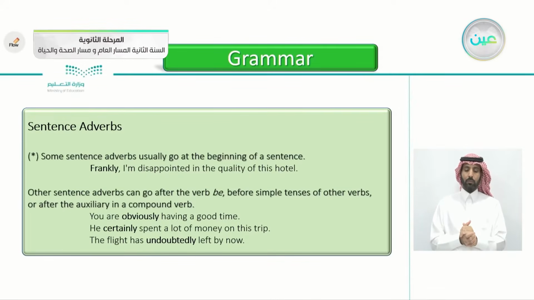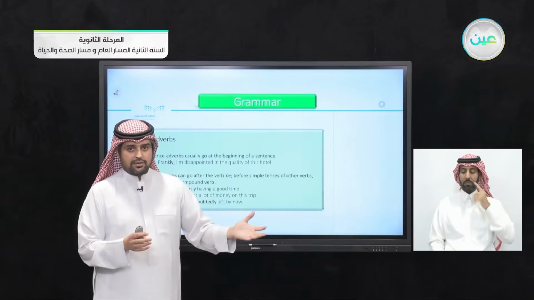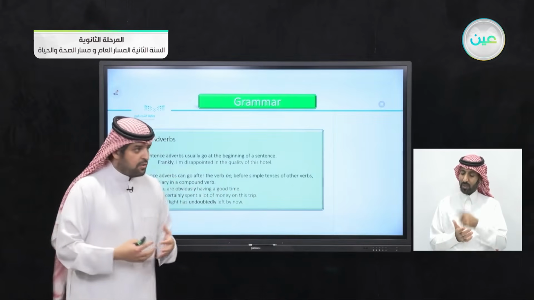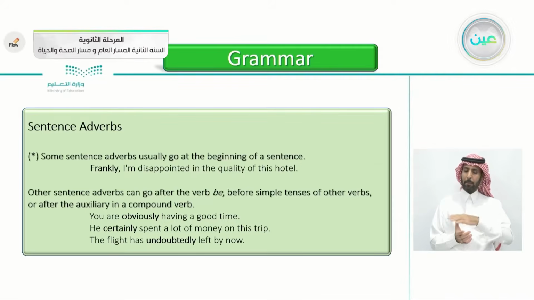For example here, frankly, I'm disappointed in the quality of this hotel. You can begin the sentence with the sentence adverb here, frankly. For example, when you say, honestly, I don't think that he's good. You're being honest here. This describes your attitude. So sentence adverbs are related to the speaker's attitude, as I mentioned earlier. Frankly, I'm disappointed in the quality of this hotel.